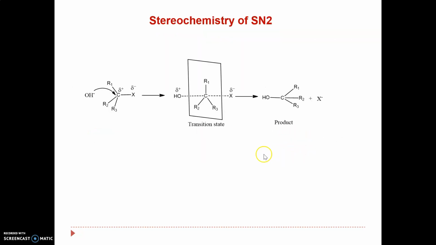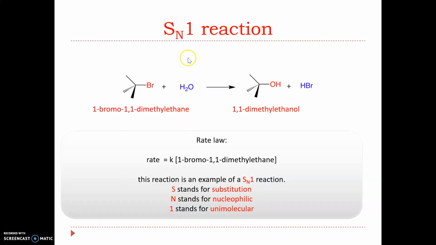This is methanol. One point which is to be noted here is that since the incoming nucleophile attacks from the opposite direction of the leaving group, the product is always formed with inversion of configuration with respect to this reactant. Now, SN1 reaction. Similarly, here S stands for substitution, N for nucleophilic, and 1 denotes unimolecular reaction. In this reaction, the rate determining step possesses only one reactant molecule.